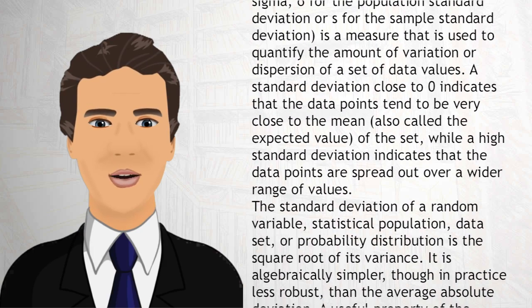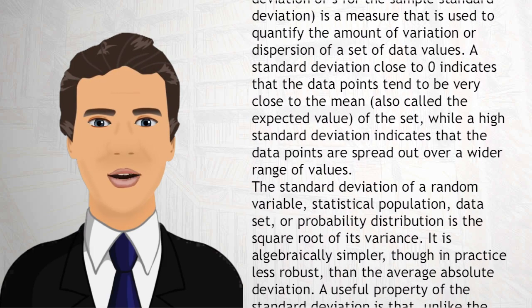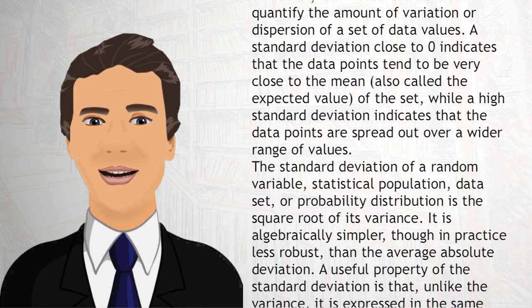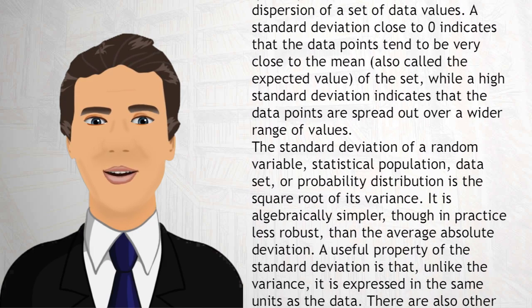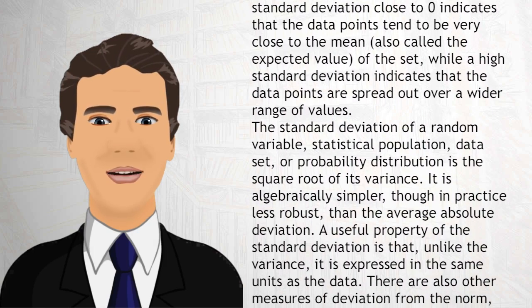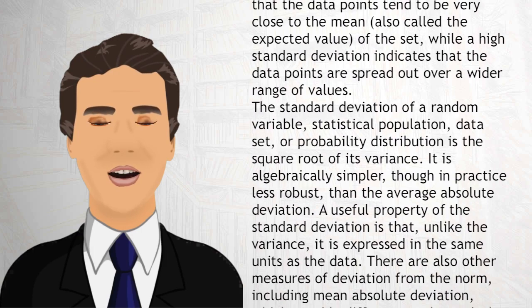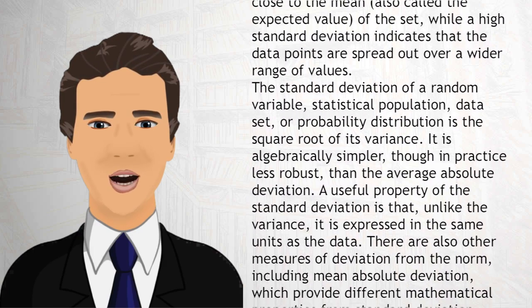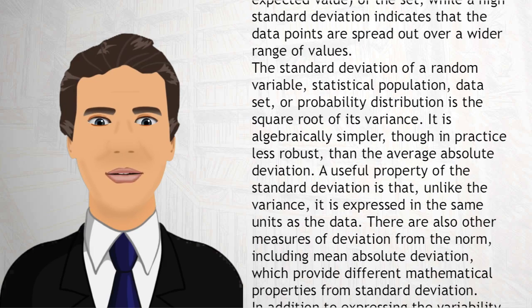The standard deviation of a random variable, statistical population, dataset, or probability distribution is the square root of its variance. It is algebraically simpler, though in practice less robust, than the average absolute deviation.